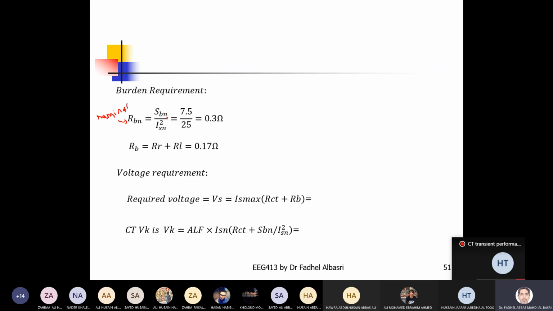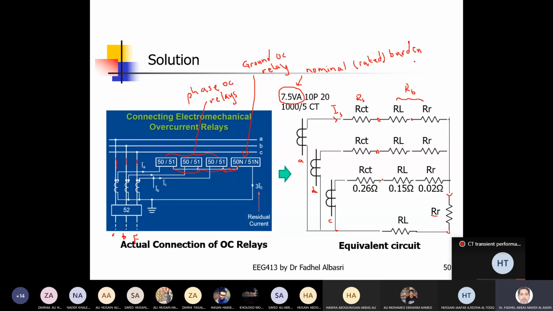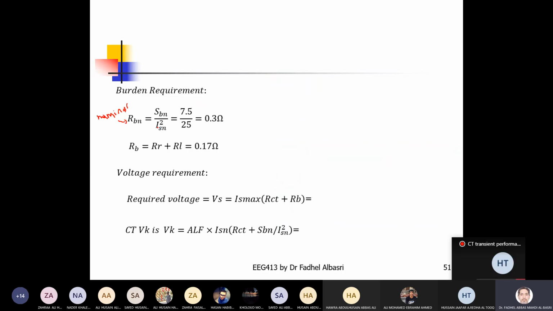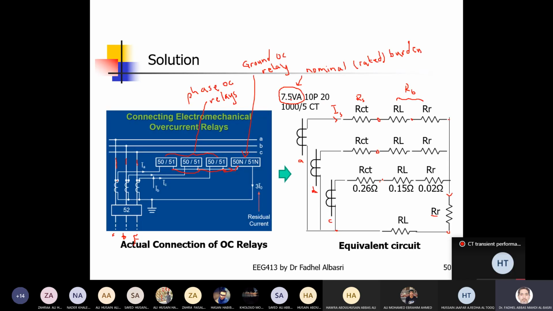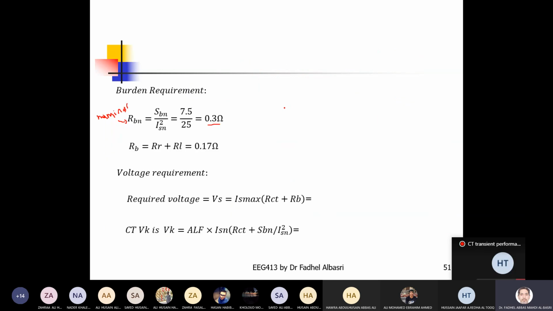Nominal is the, what I want to check this into R, from S to R. So S over I secondary rated current squared is the burden nominal in ohm. So this is 7.5 volt ampere divided by 25, I get 0.3 ohm. This is the resistance burden equivalent to 7.5 volt ampere.